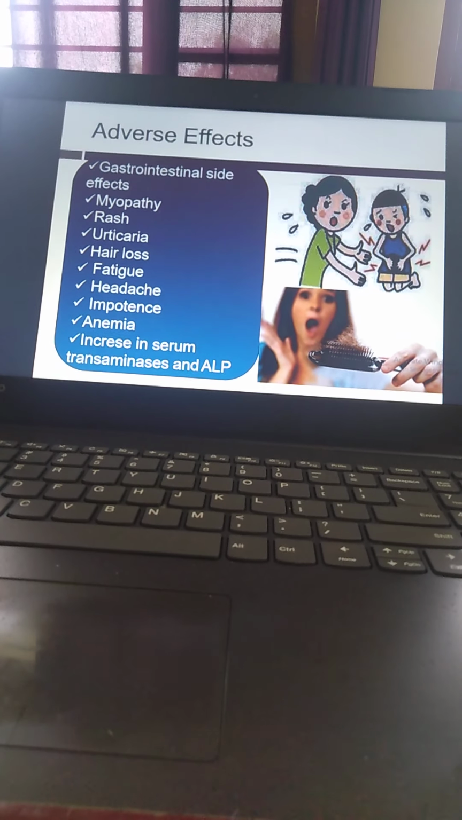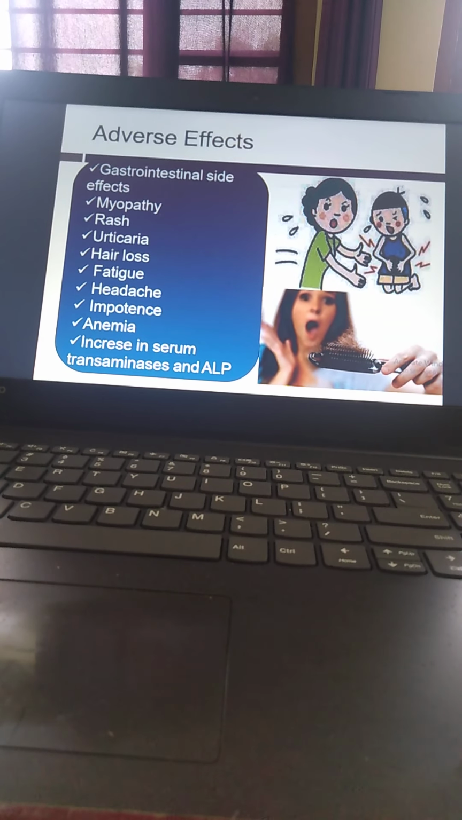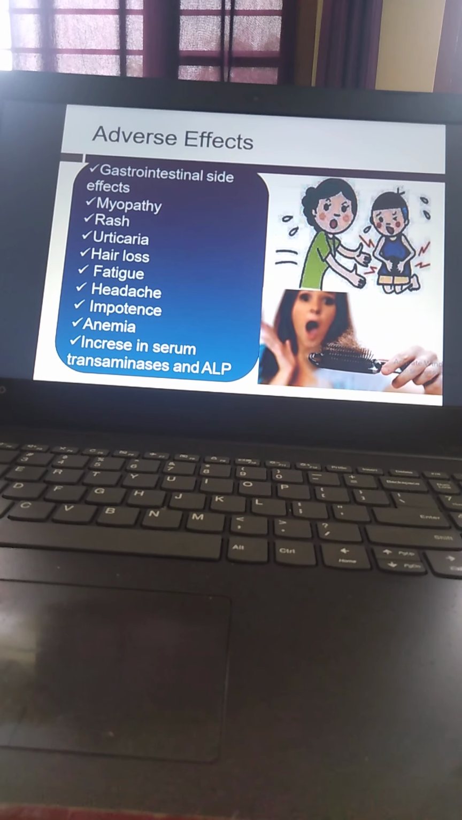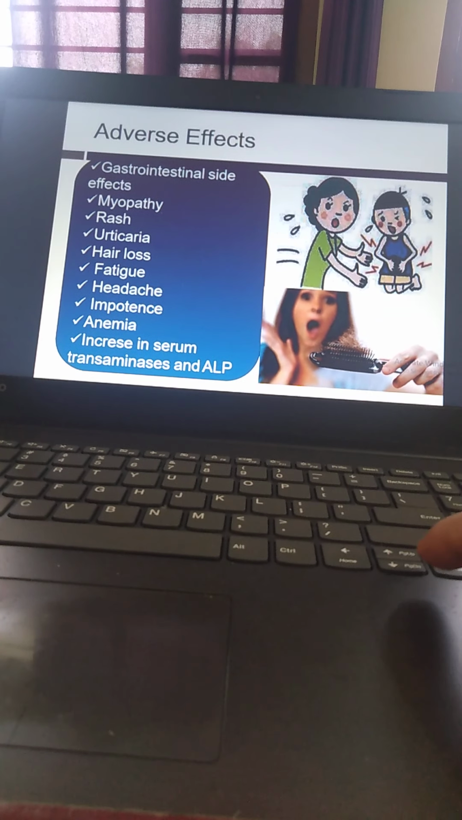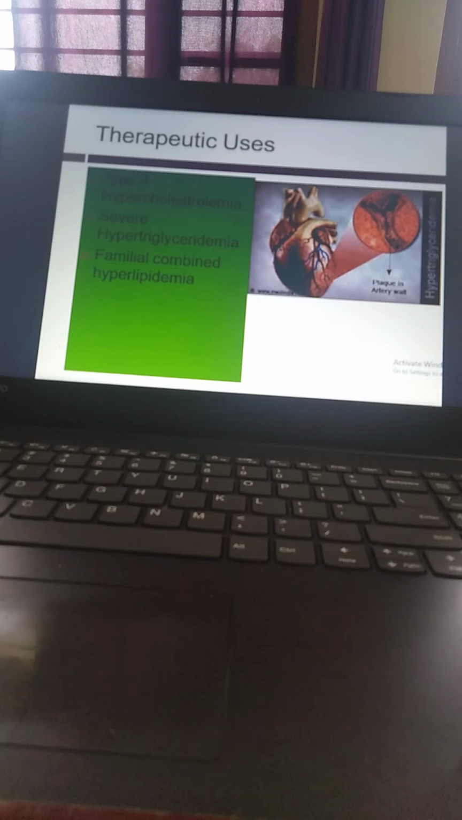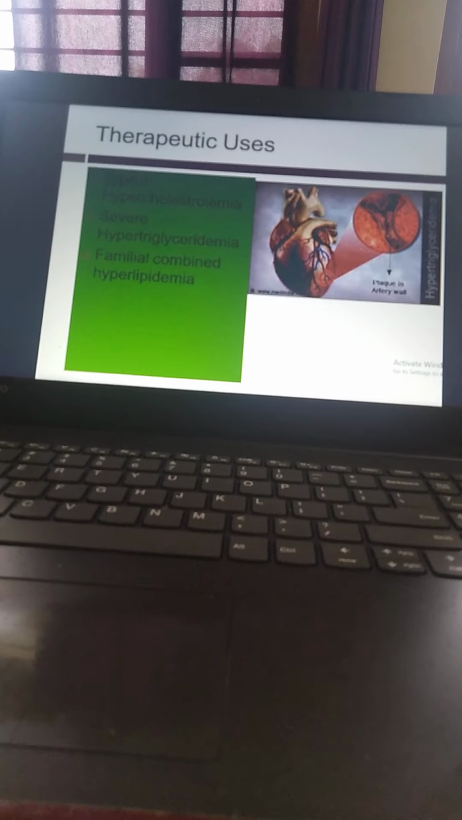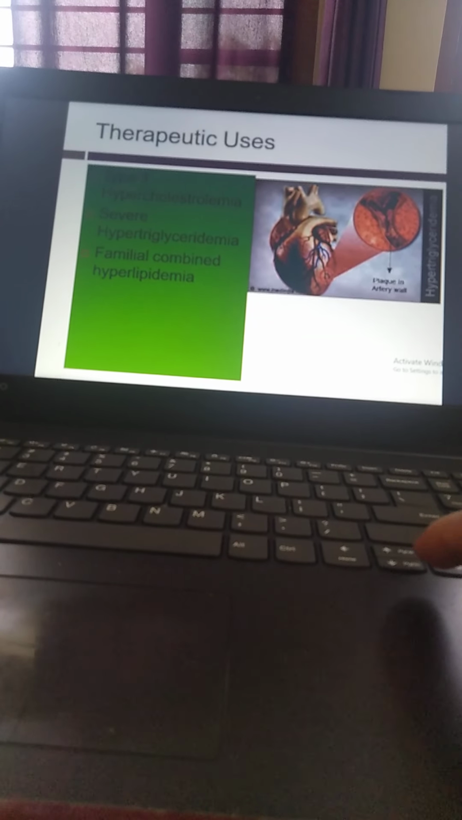Now, adverse effects are gastrointestinal side effects, myopathy, rash, urticaria, hair loss, fatigue, headache, impotence, anemia, and increase in serum transaminase and ALP. These enzymes are increased by these drugs. Therapeutic use: type 3 hypercholesterolemia. So you have to grade it. I already told you. Severe hypertriglyceridemia we give. Familial combined hyperlipidemia we give.